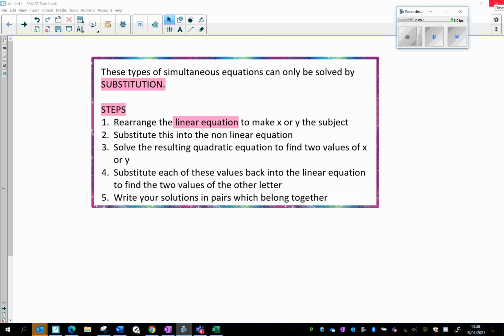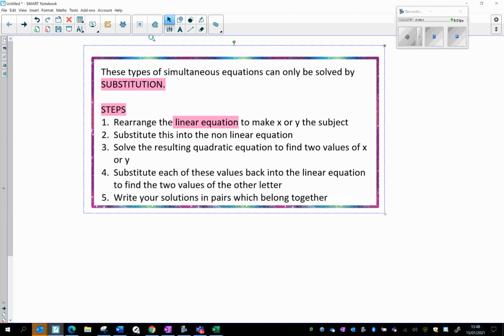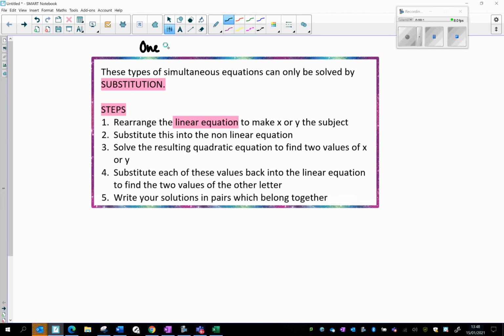Hello there. I'm just going to quickly run through this type of simultaneous equations where one of them is linear. So basically, you've got simultaneous equations where one is linear. In other words, one doesn't have x squared or anything, so it might be something like y equals 2x plus 3. And the other one is not linear, and that usually means it's got an x squared term in it. And these are the steps that you need to follow.